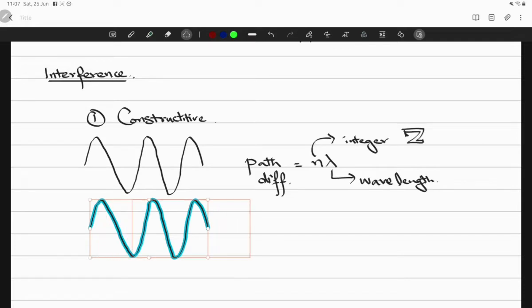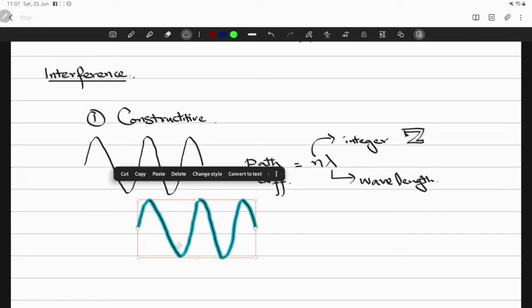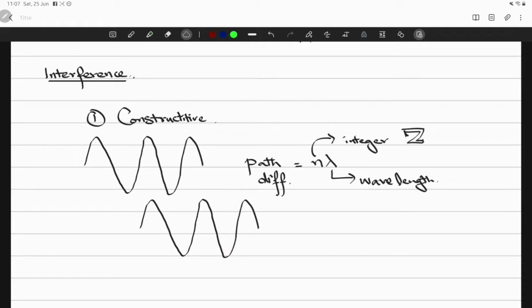It could be just one lambda like this, which means that this difference is of 1 lambda, because that's one wavelength. So these waves could be moving like this, and still the interference is constructive. You can see that if you look at the diagram, this point is matching with this point, so they're both in the same direction really. So they would just add.